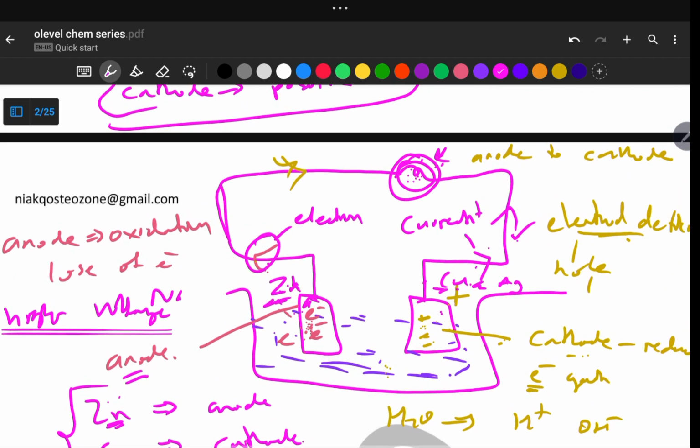So here we are using a bulb. This will simply mean the bulb is going to light brighter if you use metals which are far apart on the reactivity series. Are we together, guys? So this is what you need to know.